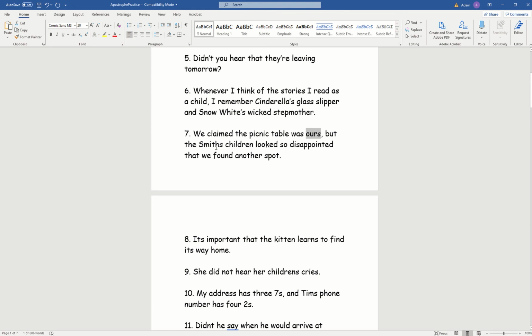The Smiths' children looked so disappointed. I'm going to say the Smiths are a family. So there's one Smith, there's two Smiths. There is possession. The children belong to the Smiths, the mom and the dad perhaps. The children belong to the Smiths. Smiths ends in S. So I would do that.